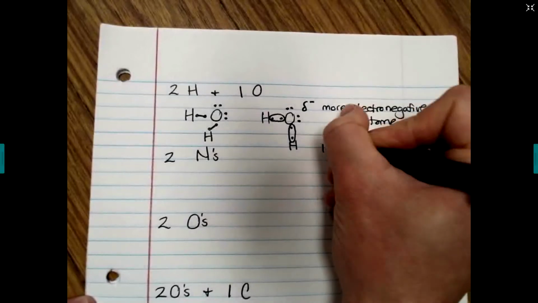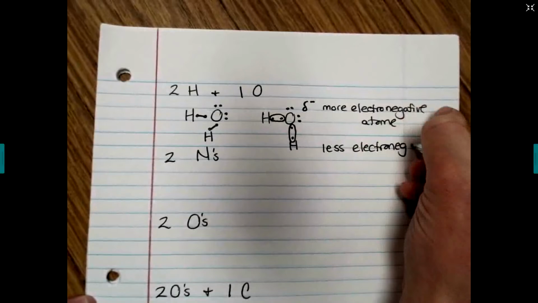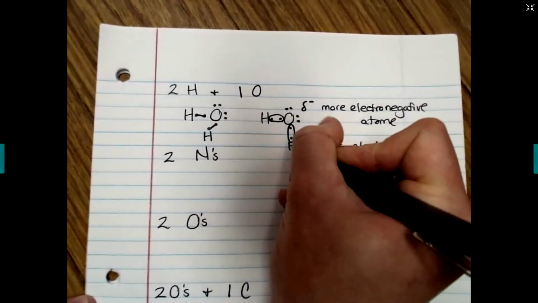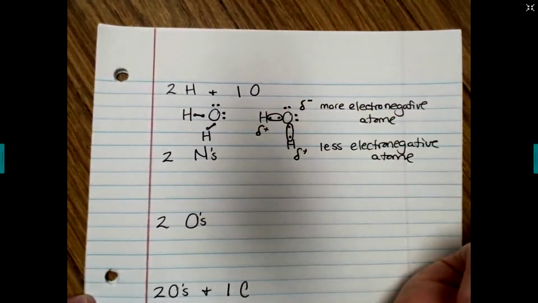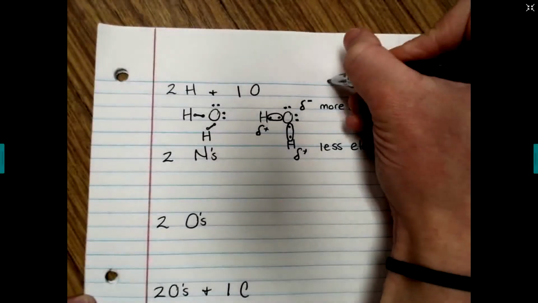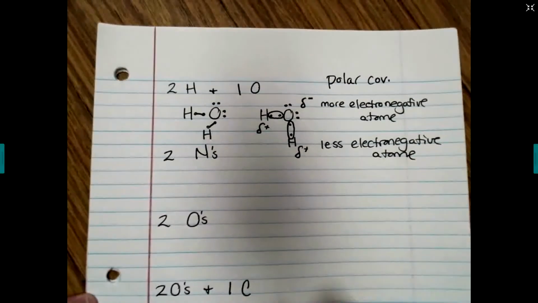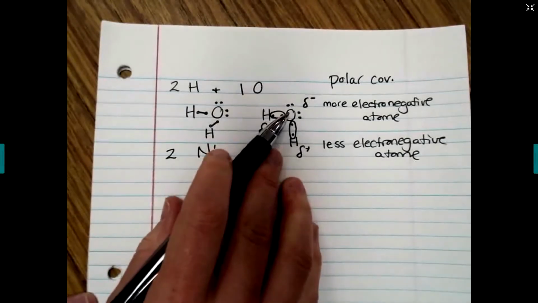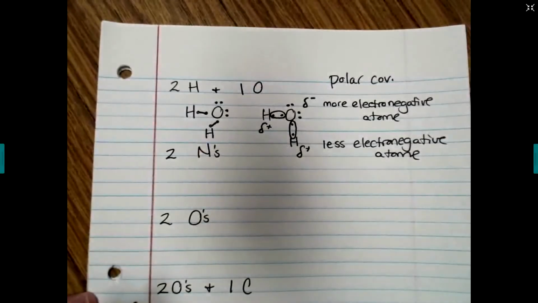Since hydrogen is the less electronegative atom, hydrogen is going to have a slightly positive charge. All right, and we would say that this is a polar covalent bond. Polar covalent because they are sharing electrons, but it's not equal sharing. Oxygen has a stronger pull. It's definitely attracting the electrons more than the hydrogens are.